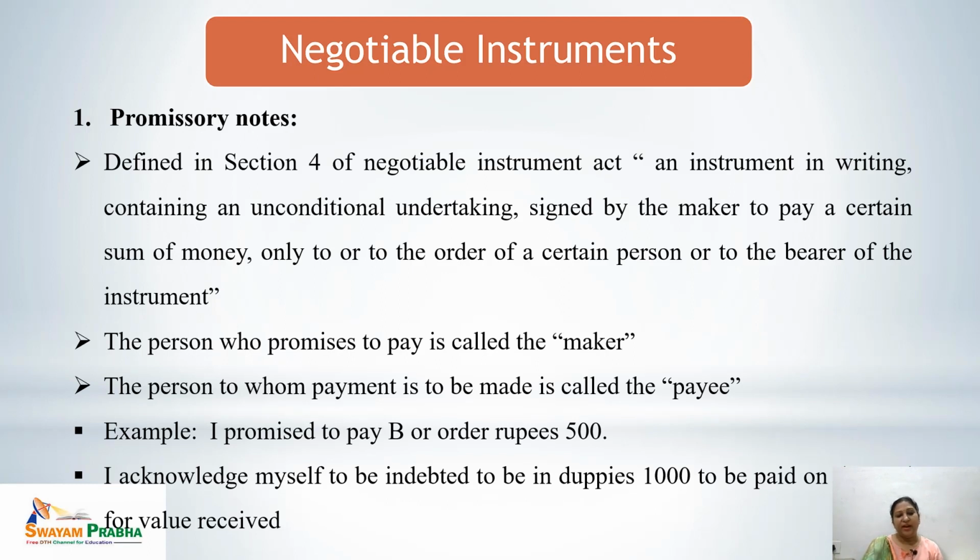Promissory note is defined under Section 4 of the Negotiable Instruments Act, which says that a promissory note is an instrument in writing containing an unconditional undertaking signed by the maker to pay a certain sum of money only to, or to the order of, a certain person or to the bearer of the instrument. So this is a very defined definition given under Section 4. Let's discuss this definition in detail. This is an instrument in writing. That means these words show that the promissory note should be in writing, containing an unconditional undertaking.